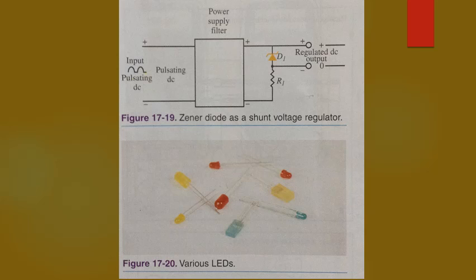Light emitting diodes. The light emitting diode, or LED, is a special function diode. When connected in the forward bias direction, it emits light. Figure 17-20. Light emitting diodes are made from semiconductor compounds such as gallium arsenide, gallium arsenide phosphide, and gallium phosphide.